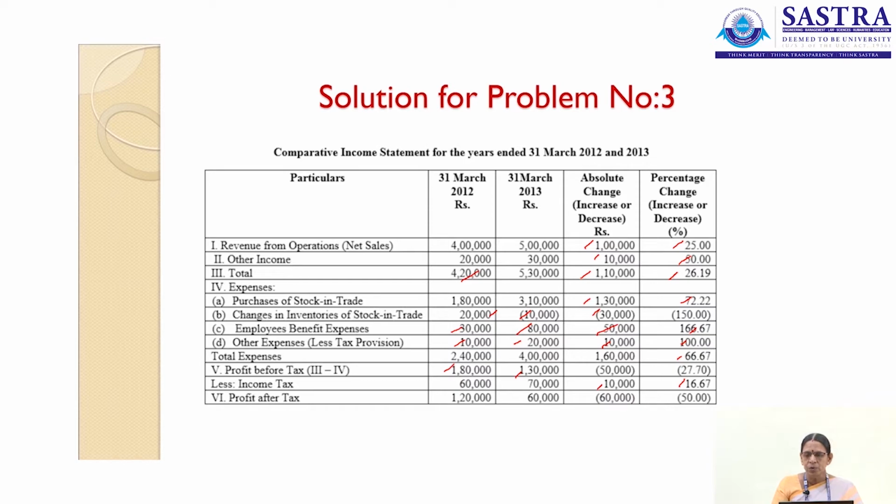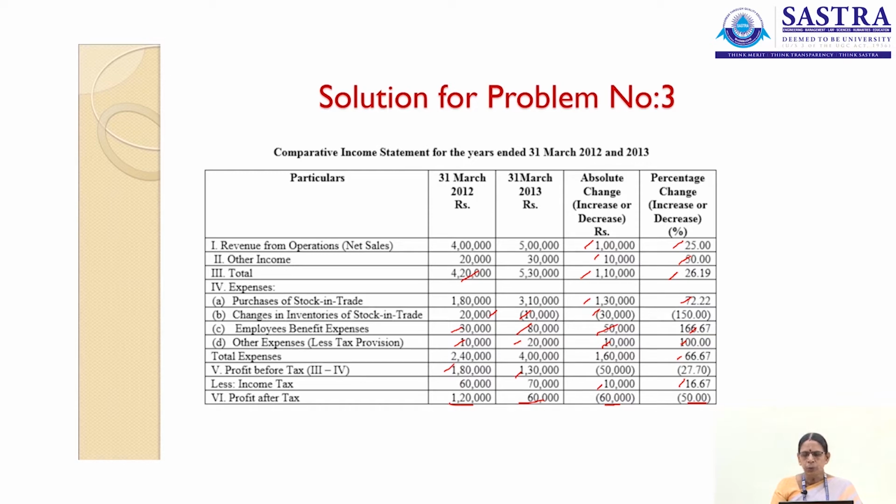So the third column, absolute change, is said to be the percentage of decrease. The profit has decreased, but it doesn't mean that the organization is incurring a loss. It is a decrease in your profit. Again, profit after tax is 1 lakh 20,000 and we have 60,000. The 60,000 has decreased, so 50% the profit after tax has decreased.